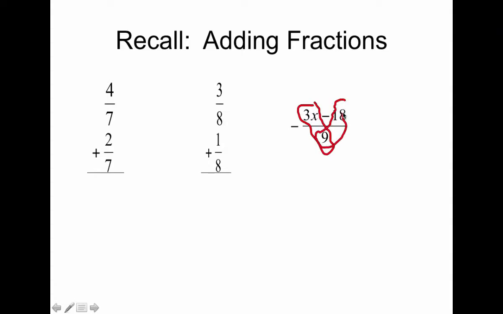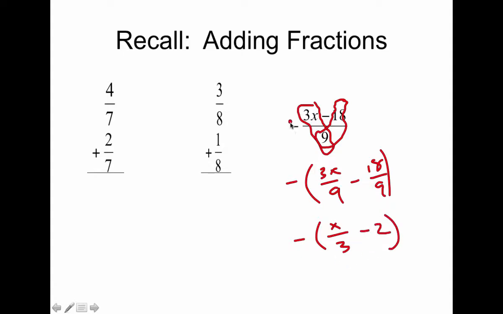You can put negative 3x over 9 minus 18 over 9. Then you could simplify them separately: x over 3 minus 2. This negative is on the whole thing. Gotta be careful of that. So it could be distributed in. A couple little review things there for you.